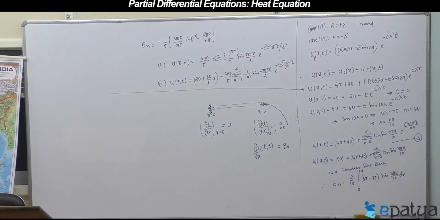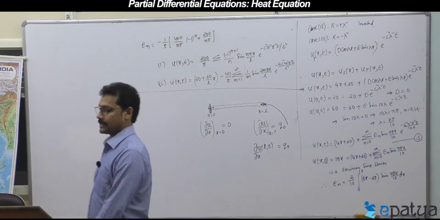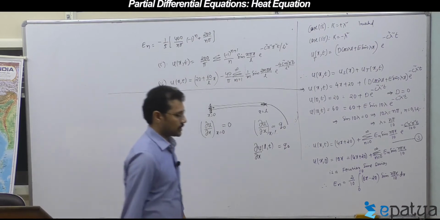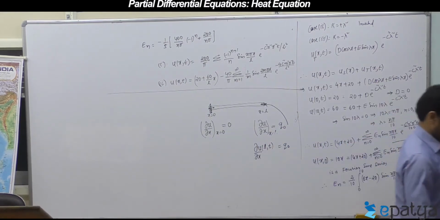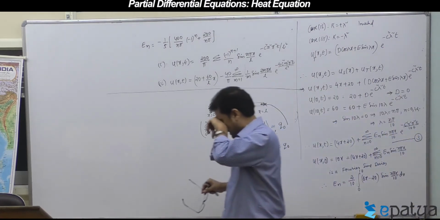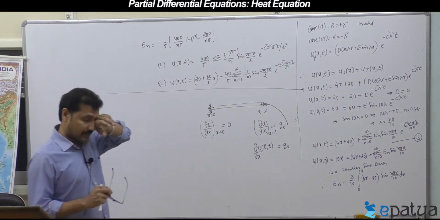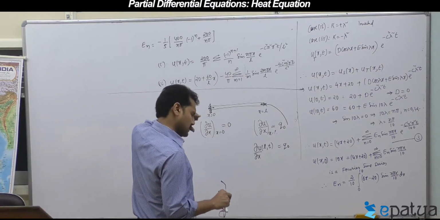Now, if one of the ends, x equal to 0, is insulated, then dou U by dou X at x equal to 0 equals 0.